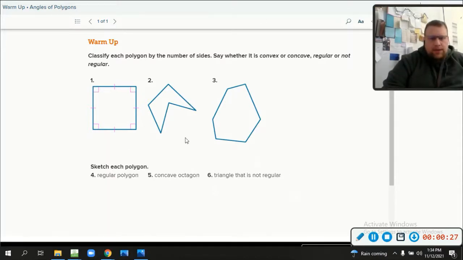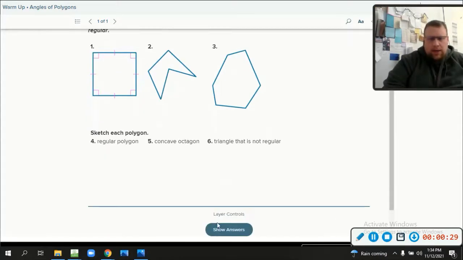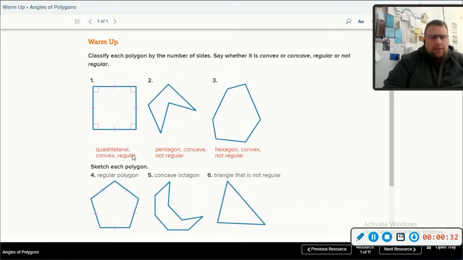Let's do this. I'm just going to go ahead and hit the show answer button so you guys can see some examples. This is a quadrilateral. It's 4 sides. Quad means 4, lateral, sided. And it's convex and regular. Regular means the sides are the same length. They're congruent. It's convex, not concave. And convex means that it's straight or bowed out. Concave means it's going in.